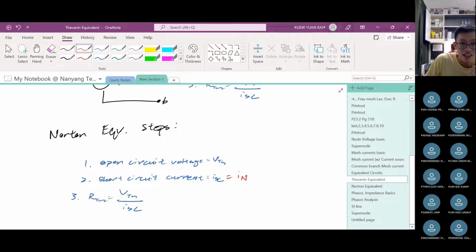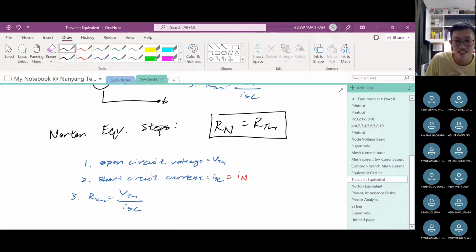And then, here's a fact that you need to know. The Norton equivalent resistance is, in fact, the Thevenin resistance. Yes, they're the same thing. Norton and Thevenin, the resistances are the same because they represent the total resistance of the circuit. So it doesn't matter if I took away my current source and changed it with a voltage source, the resistance isn't changed, right? So Norton and Thevenin, the resistance are the same.